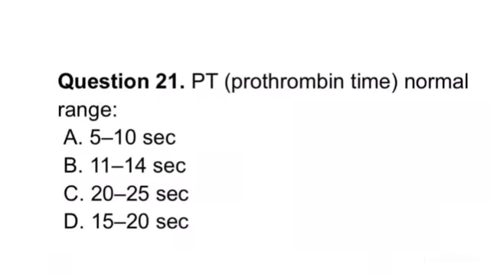Coagulation studies. Question 21. PT, prothrombin time, normal range. A, 5 to 10 seconds. B, 11 to 14 seconds. C, 20 to 25 seconds. D, 15 to 20 seconds. Answer B, 11 to 14 seconds.